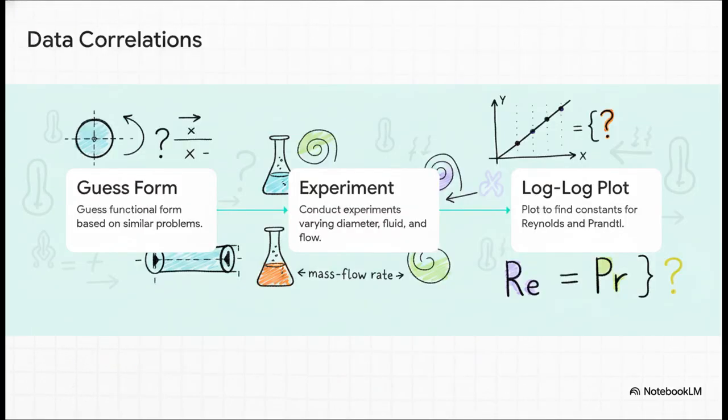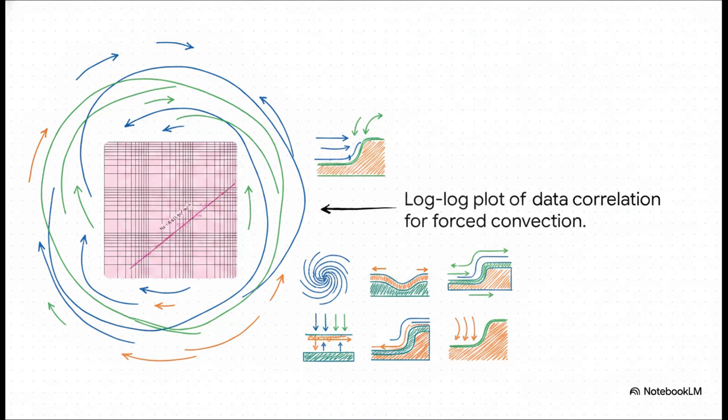Now, what's genuinely fascinating here is how we use dimensional analysis as basically an engineering hack to turn raw data into usable formulas. We're essentially reverse engineering the math. We start by guessing a functional form based on similar problems we actually do understand. Then we run the experiments, tweaking the pipe diameter, the fluid, the mass flow rate. And finally, we use log-log plotting to extract the missing constants and exponents for crucial parameters, like our Reynolds and Prandtl numbers. And this right here, this is the scientific method in action.